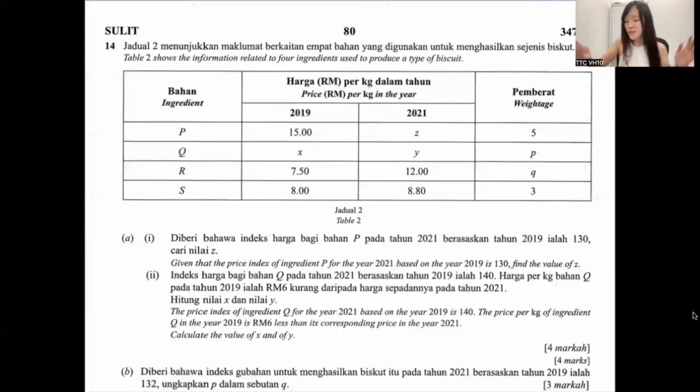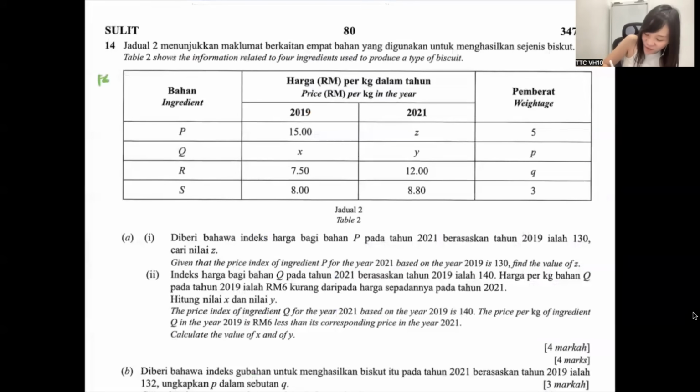Done. I love this chapter. Form 4, chapter 10, index number. Okay, this chapter I feel is the second easiest chapter in Add Maths. Table 2 shows the information. By the way, I also have a video on my YouTube channel about this chapter. If you're not good at it, I will assume you're very good.